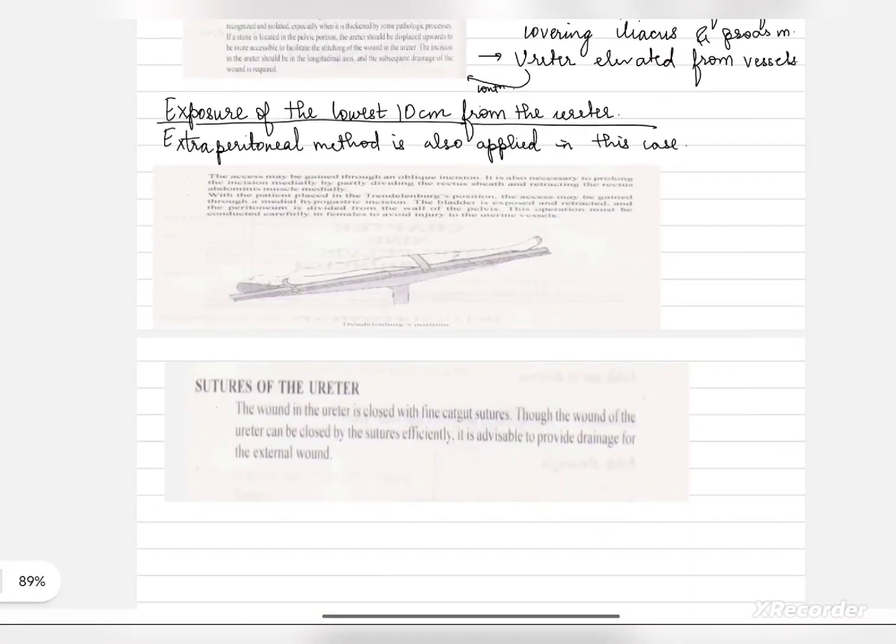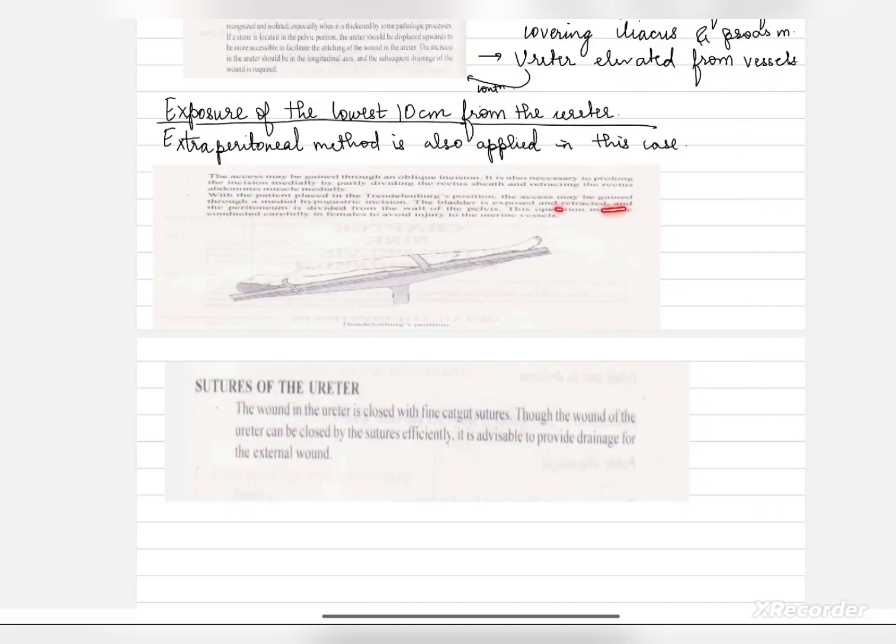Now, exposure of the lowest 10 cm of the ureter. The extraperitoneal method is also applied in this case. The access may be gained through an oblique incision. It is also necessary to prolong the incision medially by partly dividing the rectus sheath and retracting the rectus abdominis muscles medially. With the patient placed in the Trendelenburg position, the access may be gained through a medial hypogastric incision.